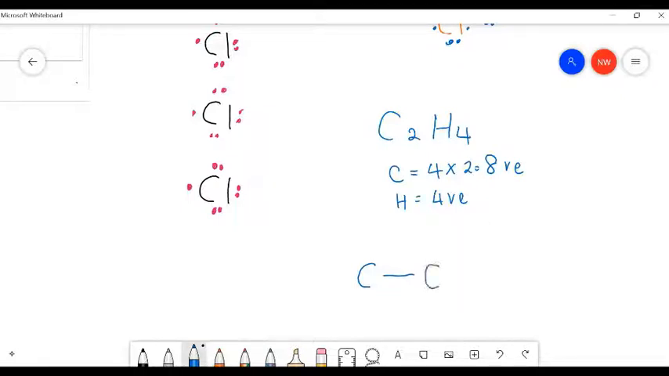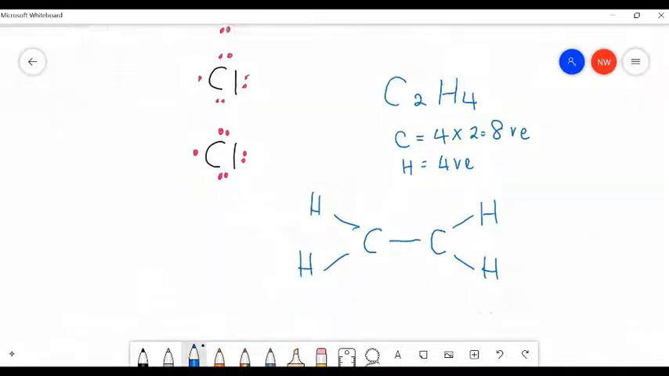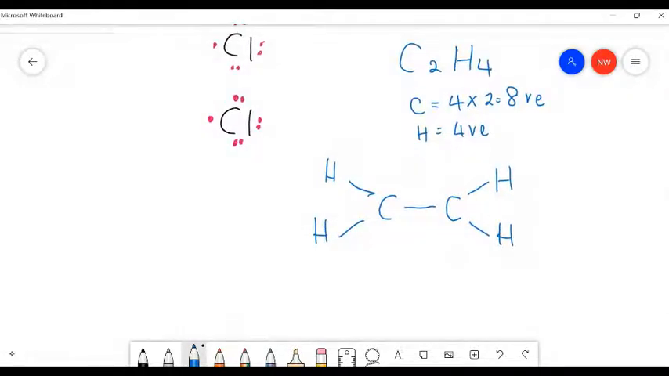Suppose the structure looks like this: C, C, H, H, H, H. Okay. So C2H4 structure looks like this. As you can see, 1, 2, 3, 4, 5, 6, 7, 8. 1, 2, 3, 4, 5, 6. So if you look at C2H4, the structure is roughly like this.